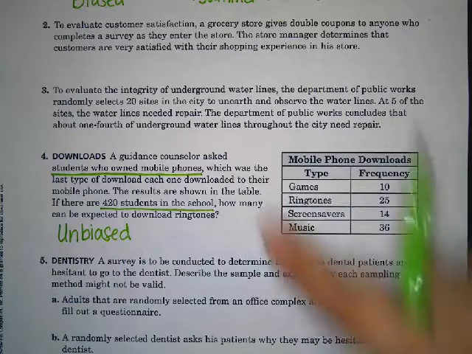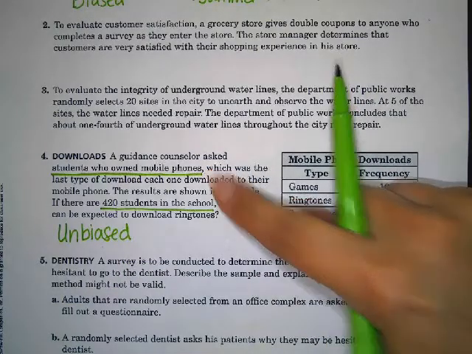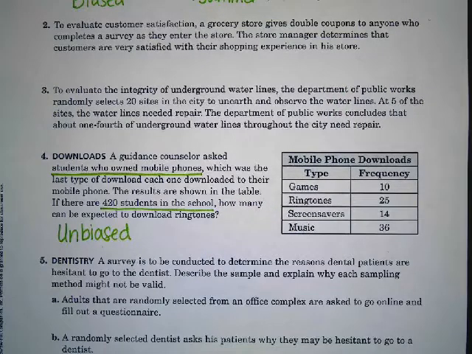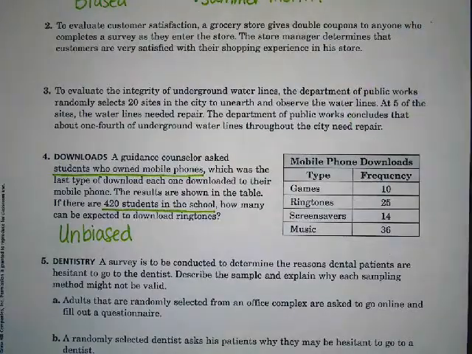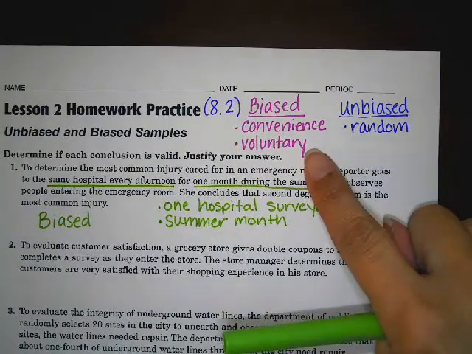because the people that they're surveying includes everyone that has a mobile phone in that survey sample or the school. So it's unbiased, okay, because all the students with phones were surveyed. Okay, so that's what an unbiased one would look like. So you're going to go ahead and continue with the rest of the worksheet, determining is it biased? Is it unbiased? If it is biased, then tell me, is it a convenience survey or is it a voluntary survey?